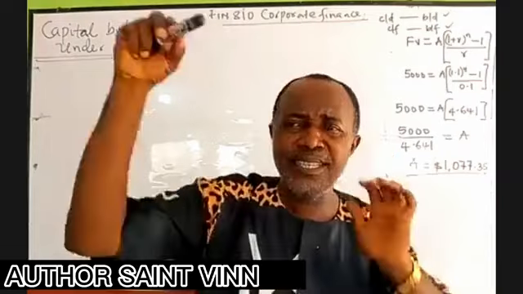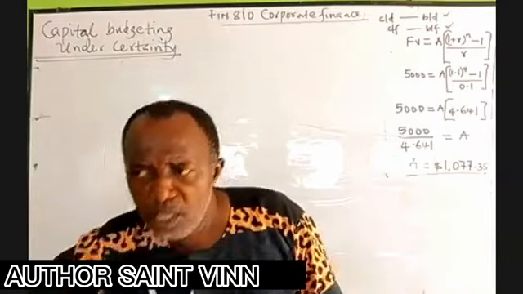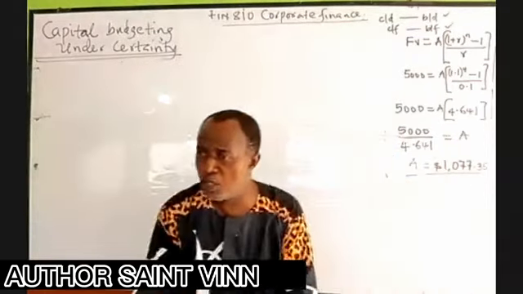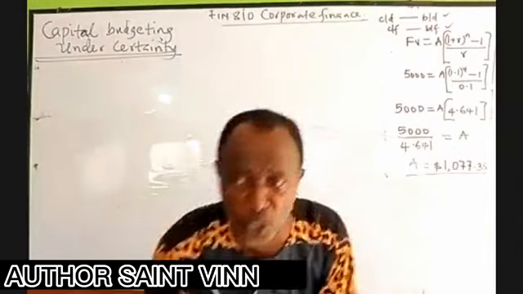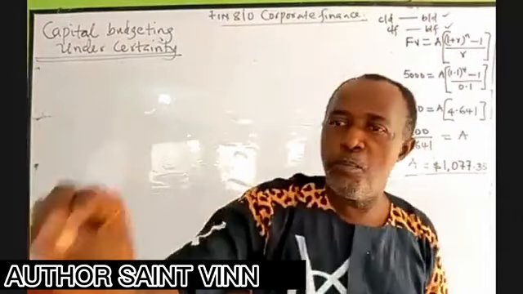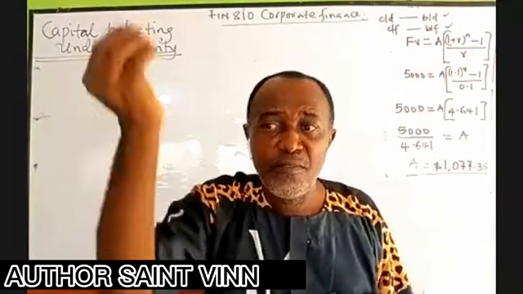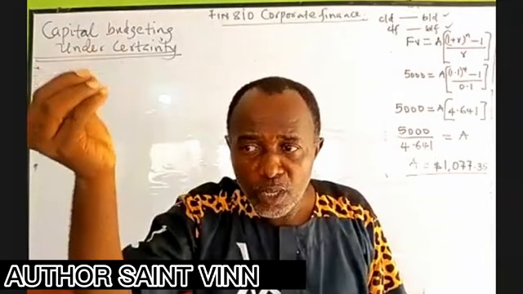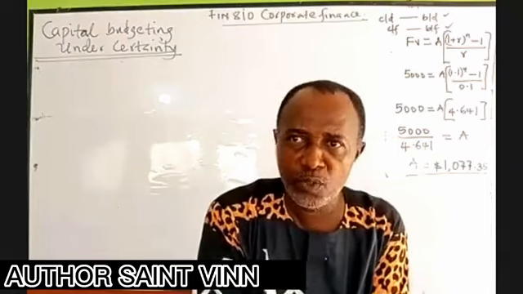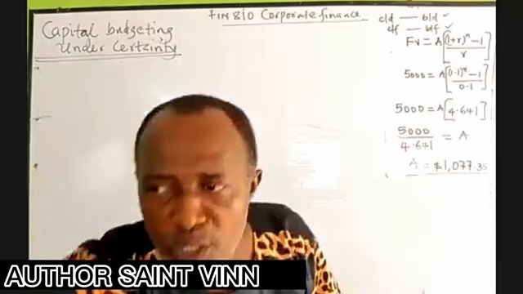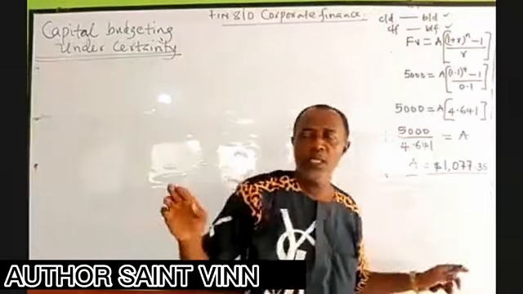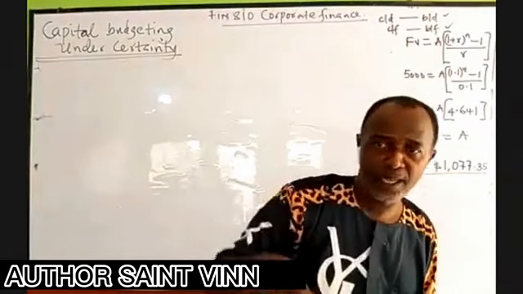But the other one is the discounted method. The one that will consider the time value of money. The one that will consider inflation. Very good. It means that money has value based on time. Money I collect today and the one I'm going to collect tomorrow is not the same. The one I collected today is better compared to the other.